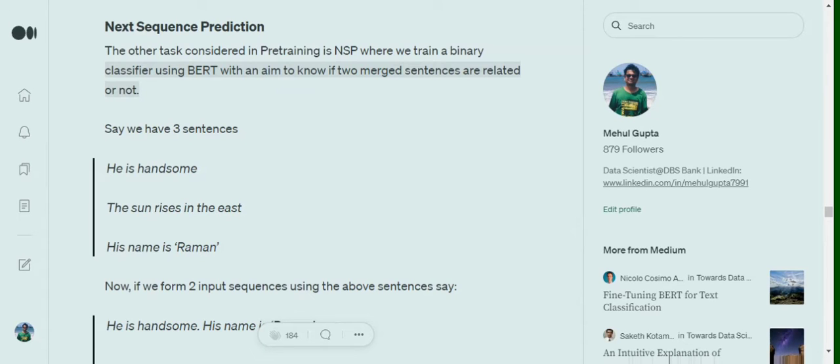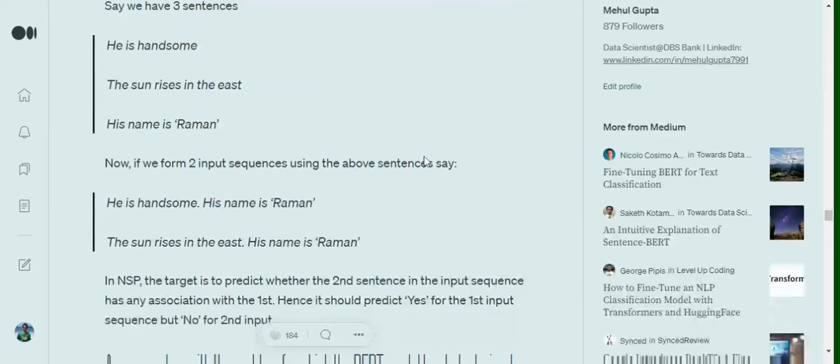Assume that we have three sentences: "He is handsome," "The sun rises in the east," and "His name is Raman." Now, if we form two input sequences using the above sentences, "He is handsome, his name is Raman" and "The sun rises in the east, his name is Raman." In next sequence prediction, what we are trying to check is whether the second sentence in a particular input is associated with the first sentence or not.